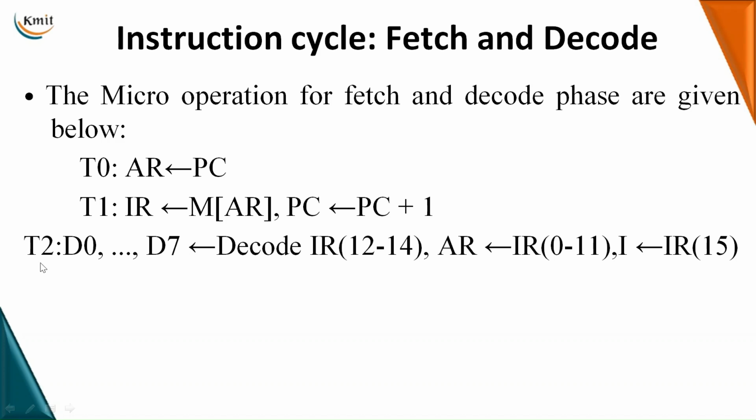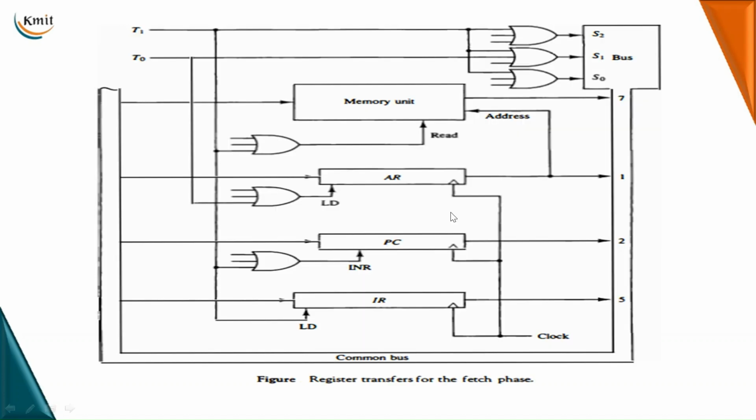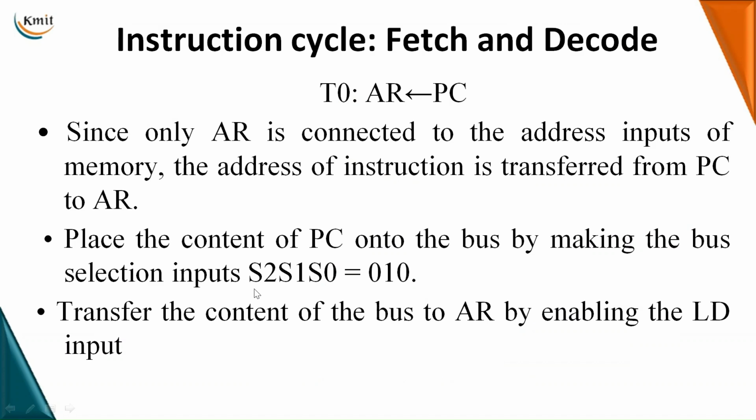And at timing signal T2, the opcode bits 12 to 14 of the instruction register are given as an input to a decoder to find out the output, from D0 to D7, as well as bits 0 to 11, the address bits of the instruction register, are copied into the address register, and the 15th bit is copied into the I flip flop. So these three clock cycles represent the fetch and decode stages of your instruction cycle. So we'll see this one by one.